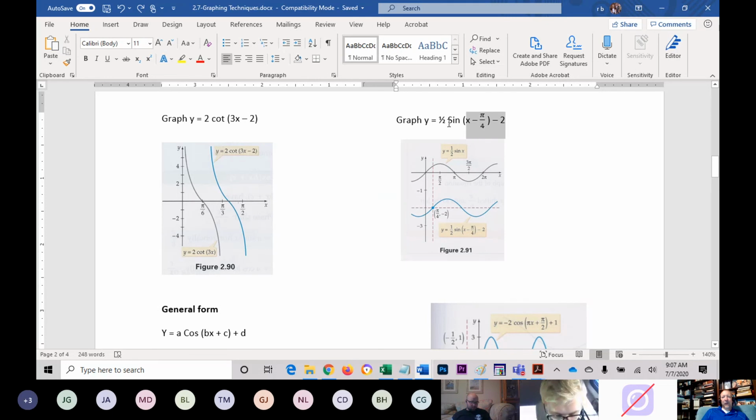Let's talk about the graph of y equals 1/2 the sine of x minus pi fourths minus 2. So the -2 is going to shift it down 2 units. The 1/2 is going to make your amplitude 1/2. The minus pi fourths is going to shift it to the right pi fourths. So if your normal sine wave starts here at 0, with the shift, we're going to shift it pi fourths.